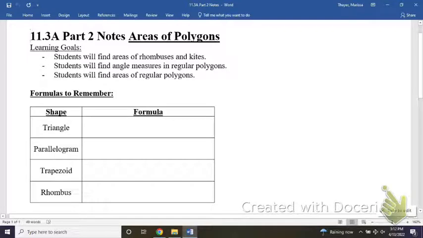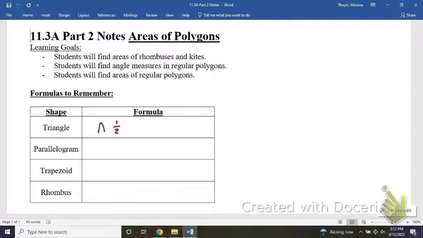Alright, geometry, here's a video on area of polygons, but we are going to be diving into some more difficult topics today. So let's just first remember the formulas. Area of a triangle is 1/2 base times height. Remember that that height needs to be 90 degrees with the base. Area of a parallelogram is also a base times height, where the height needs to be 90 degrees with the base.